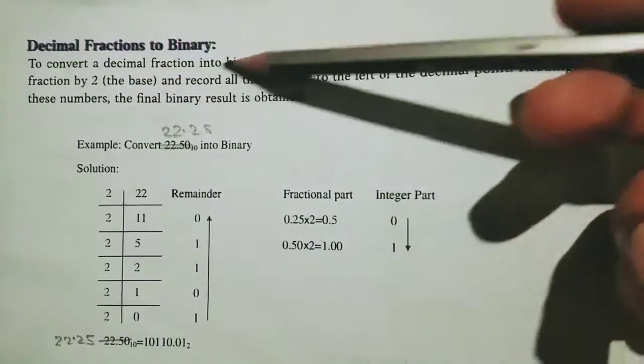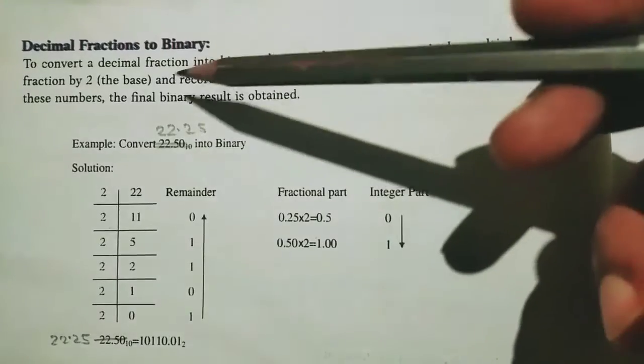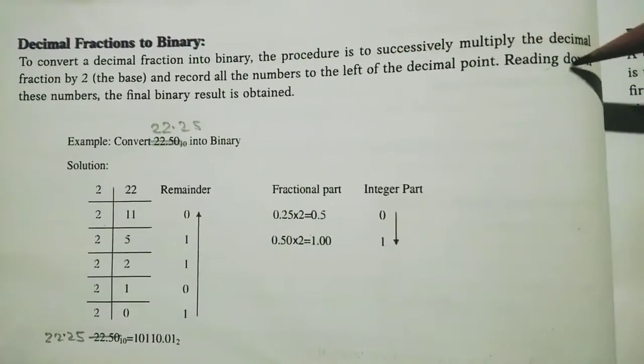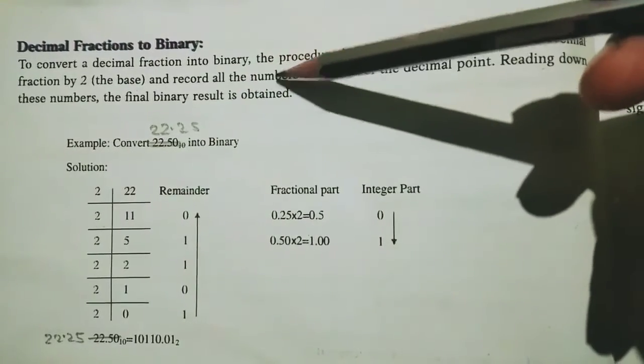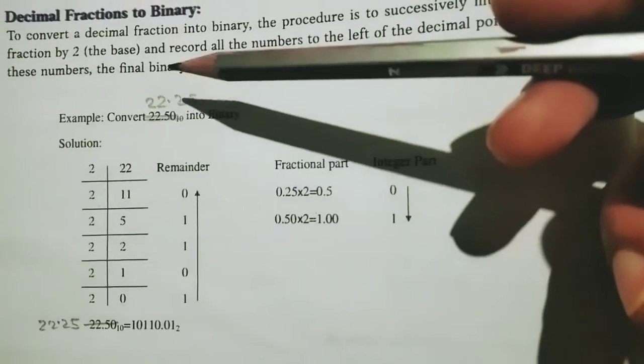To convert a decimal fraction into binary, the procedure is to successively multiply the decimal fraction by 2 and record all the numbers on the left of the decimal point. Reading down these numbers, the final binary result is obtained. Now we'll see one example.